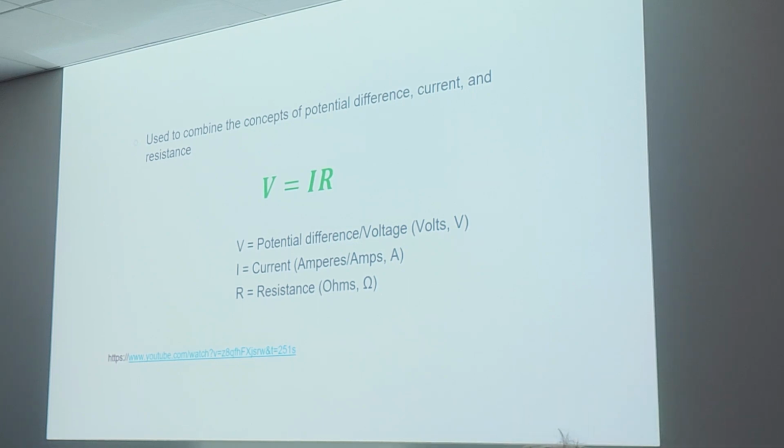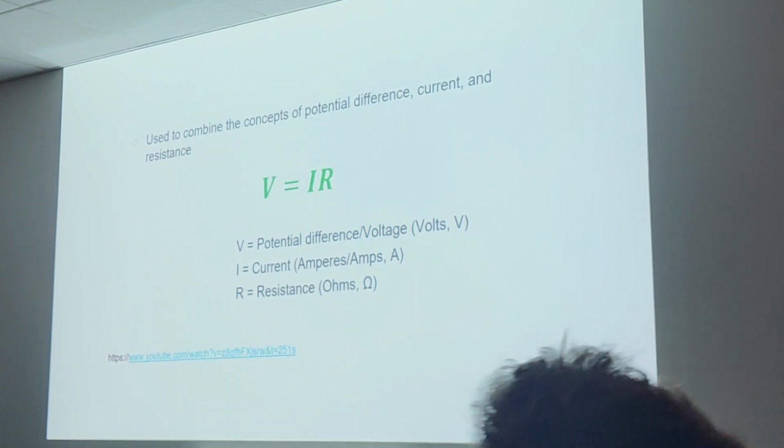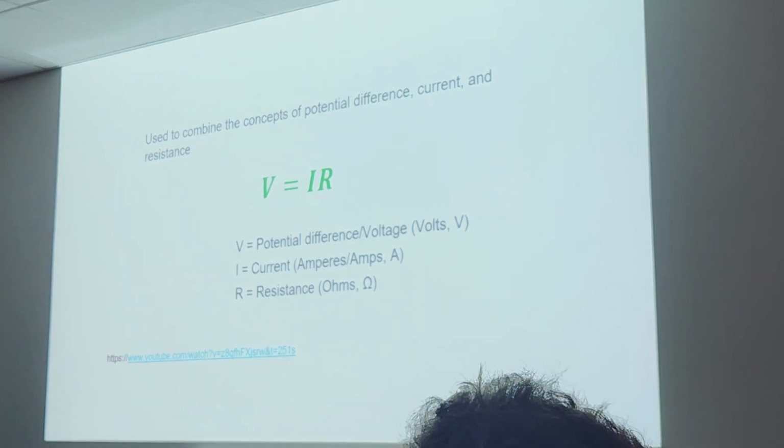Current is directly proportional to voltage, meaning more voltage, more current. But current is inversely proportional to resistance, meaning if you have more resistance, current goes down, so that makes sense.